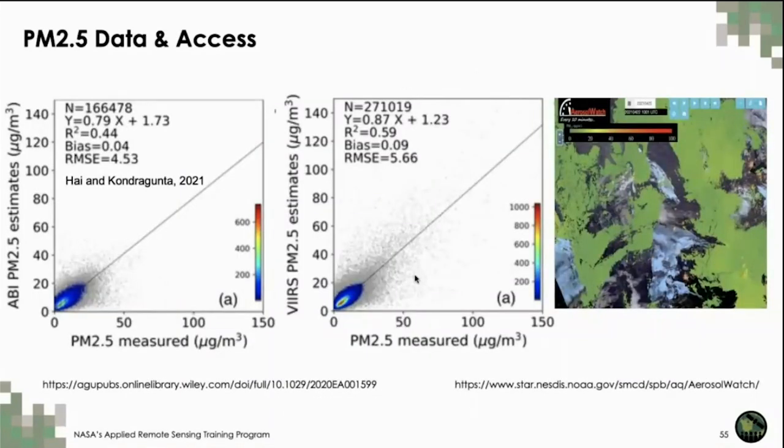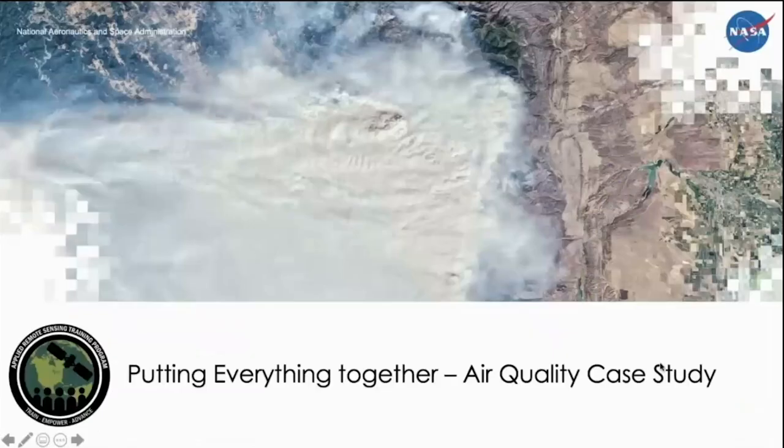Here is some initial validation result over the US. On the left is your ABI geostationary satellite, on the right is VIIRS. You can see the statistics are very similar. And again, the Aerosol Watch allows you to display some of this data in their tool.